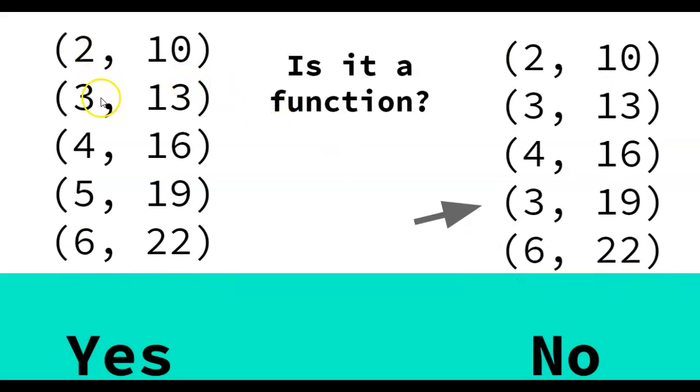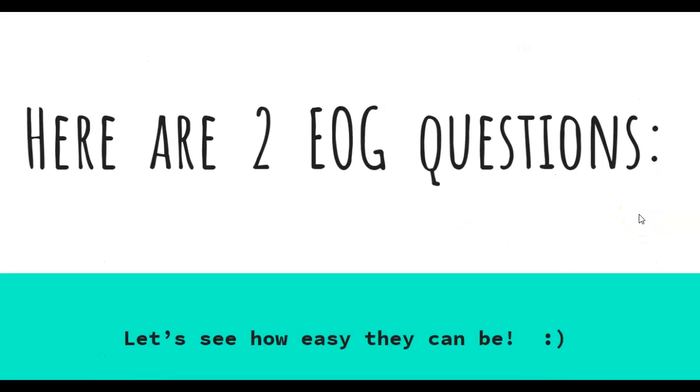In this set, each x has one y. Yes, it's a function. In this set, 3 has 13, but 3 also has 19. So that would not pass the vertical line test if I chose to graph it, because at that point, a vertical line would hit the graph twice.